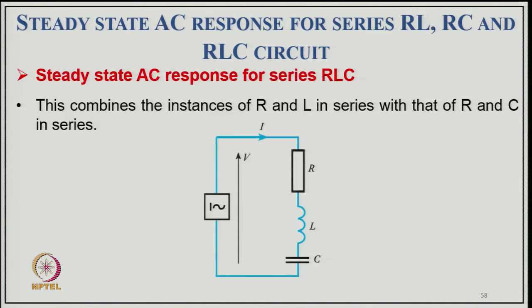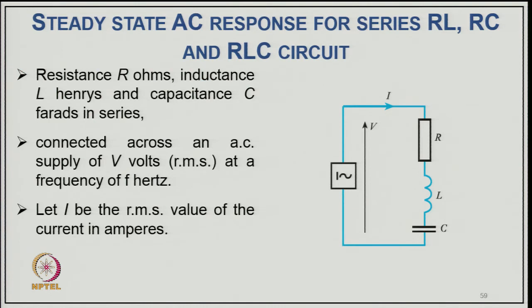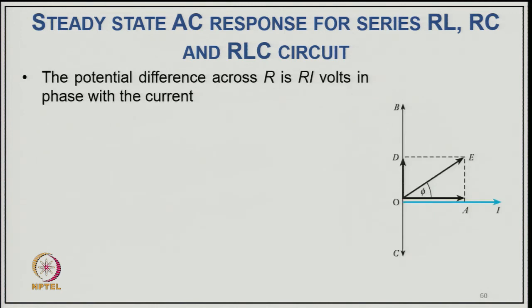Well, now coming to the steady state AC response for the series RLC circuit, this combines the instances of R and L in series with that of R and C in series. So, you have a 3-element RLC circuit in series with the source excited by V and the current flowing into it is the RMS current I. Now typically, resistance R ohms, inductance L henry, and capacitance C farads are in series and connected across an AC supply of V volts RMS at a frequency of f hertz, and let I be the RMS value of the current in amperes in this circuit.